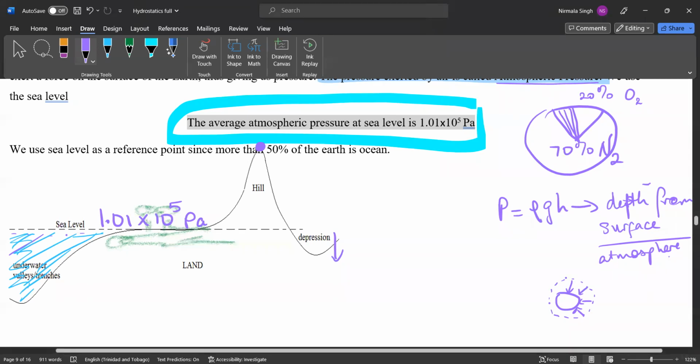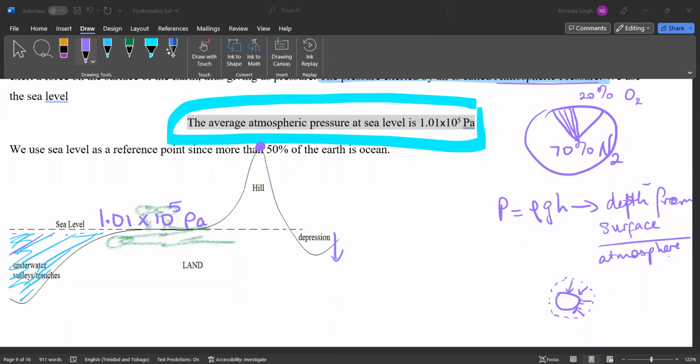Let's take a poll. Give me thumbs up if you think it's more than 1.01 by 10 to the 5 at the top of the mountain. Give me thumbs down if you think it's less. I gave a big hint there just now. Thumbs up if you think it is more. Thumbs down if you think it's less.